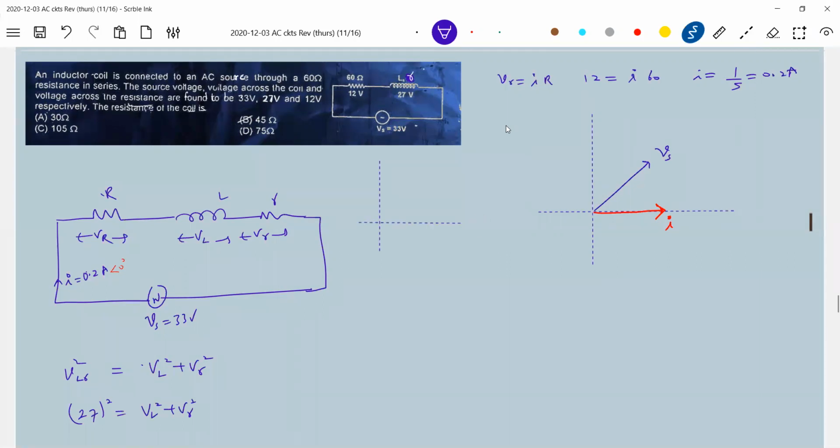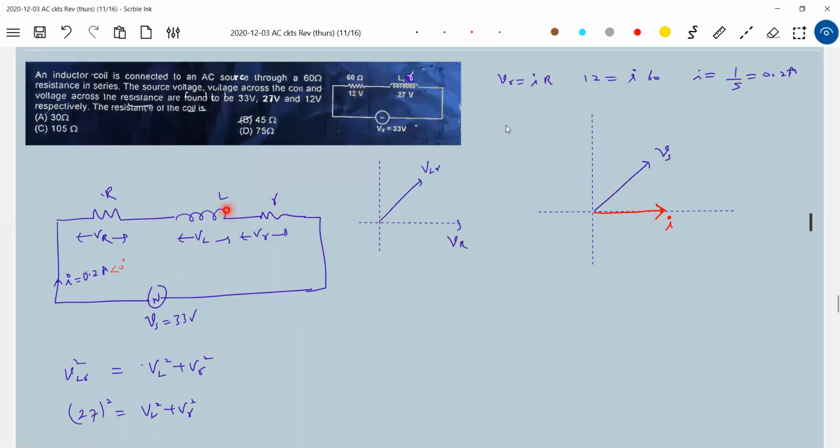Yeah, this will be this drop VR. VR should have the phase of I, no? And what about the capital VR? Will I agree with this? The angle between VLR and VR. So the phase of current should be the phase of the drop across this resistor, capital R.